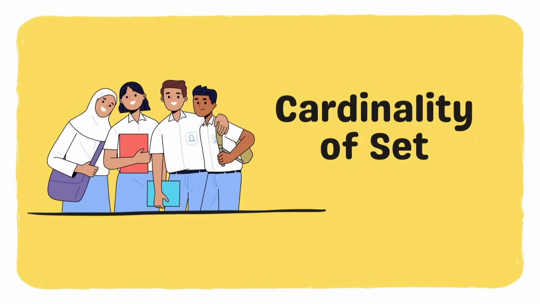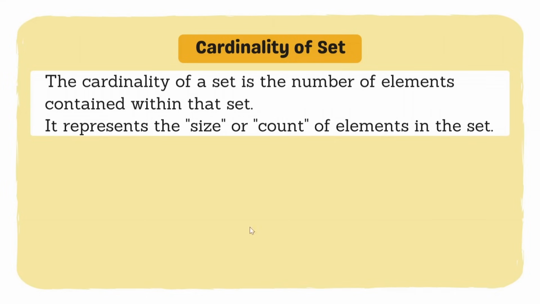Let's now proceed sa cardinality of set. Ano po itong cardinality of set? Okay? The cardinality of set is the number of elements contained within the set. It represents the size or count of elements in the set. So, bibilangin lang po natin kung ilan yung elements sa isang set.